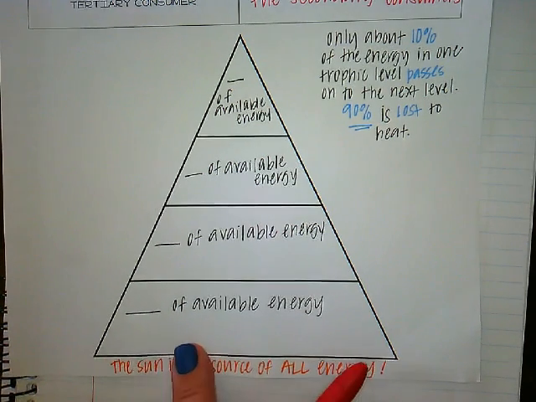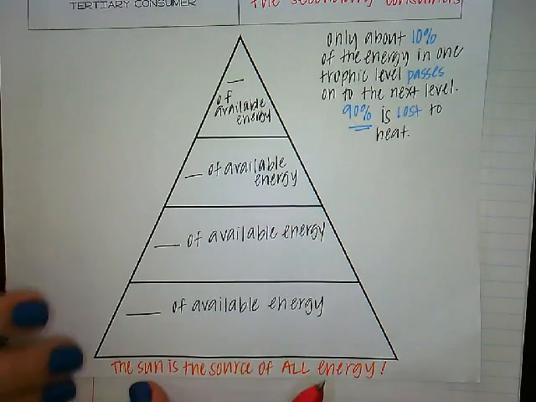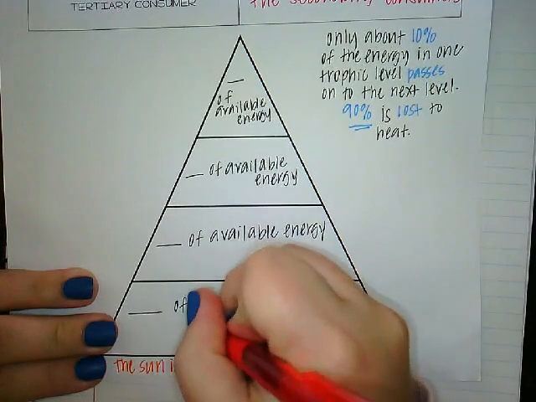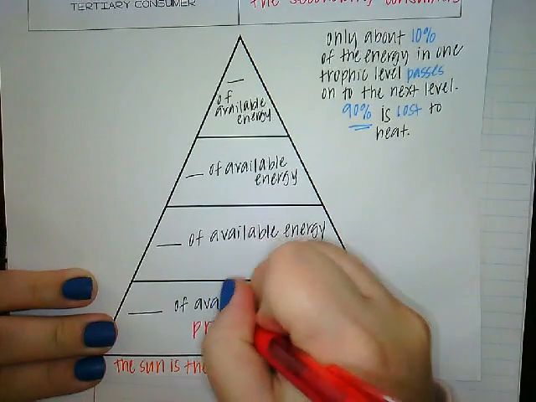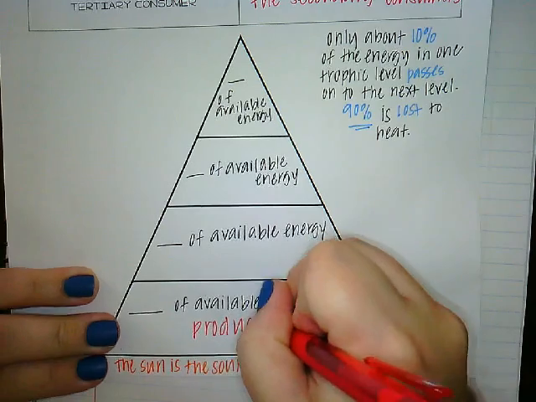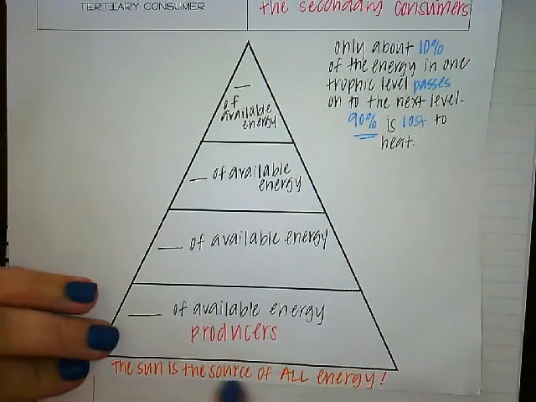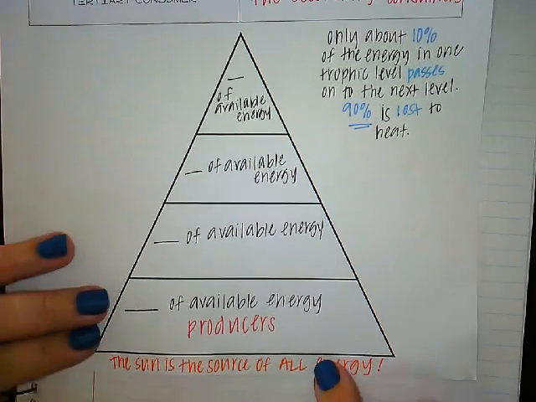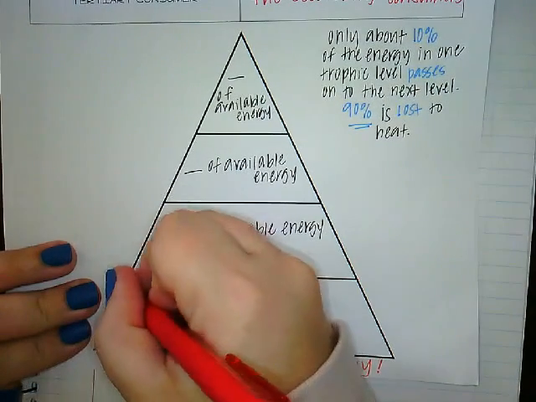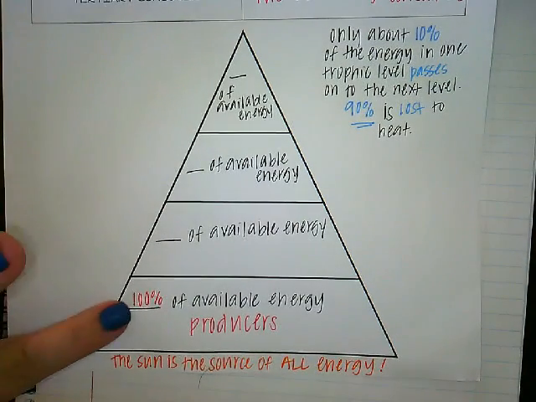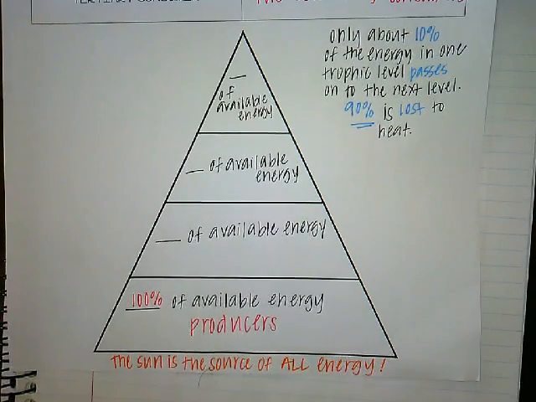So we are going to start at the bottom of our pyramid. In this bottom section, this is where you're going to list your producers. Okay? Producers are your largest amount, always, so they're going to fill in this bottom half of the triangle, and they get their energy from the sun. Okay, so they have 100% of all available energy right there.